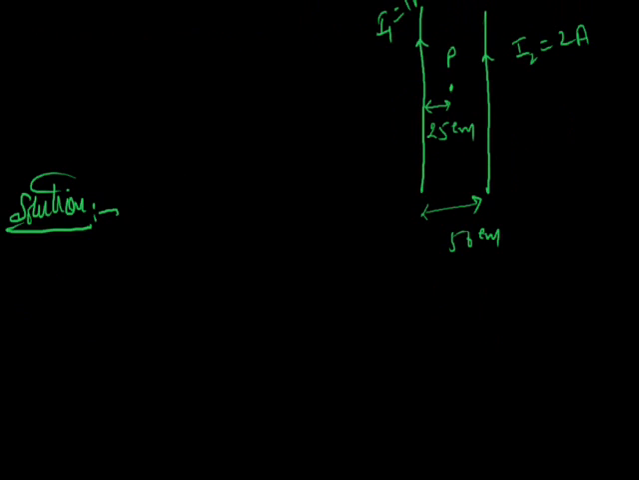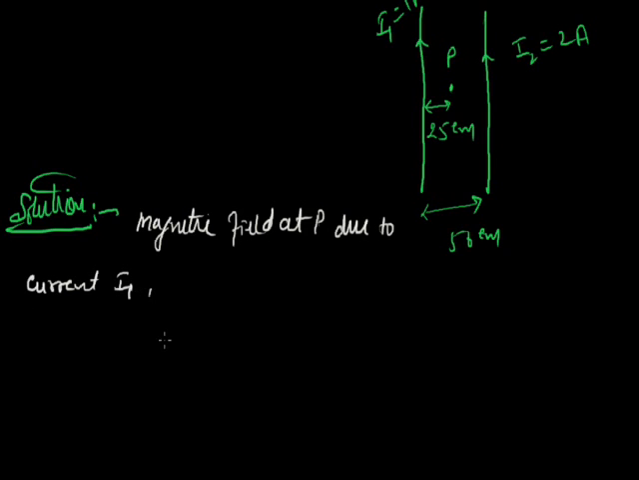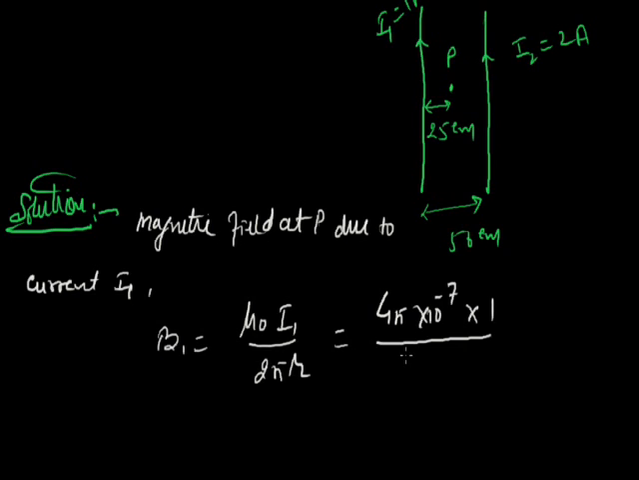Now the magnetic field at P due to current I1, suppose B1, is equal to mu naught I1 upon 2 pi R. Mu naught is 4 pi into 10 raised to the power minus 7, into current is 1 ampere, and 2 pi into distance is 0.25 meter.